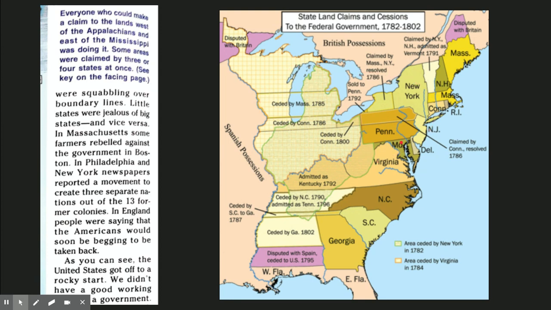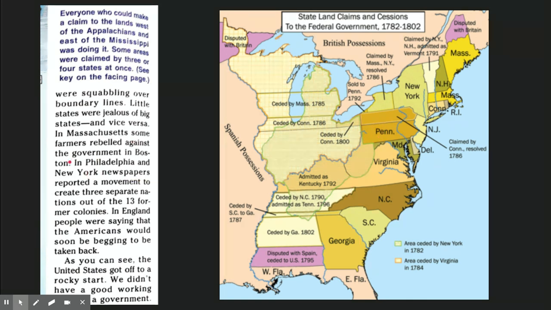When they say we're squabbling over boundary lines, this is what it means. All of this land out here west of the Appalachian Mountains was claimed by lots of different people, states. Different states were claiming, for example, Massachusetts claimed up here. This was Connecticut. This was claimed by Massachusetts and New York and Connecticut. This part of Pennsylvania, New York claimed land up here. So it was really a mess. And there was a good chance that these states could start fighting one another.